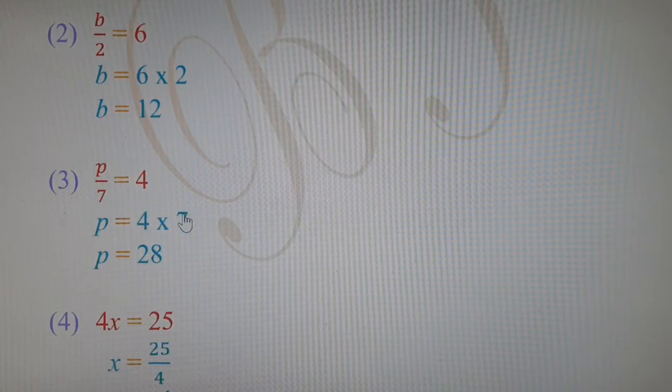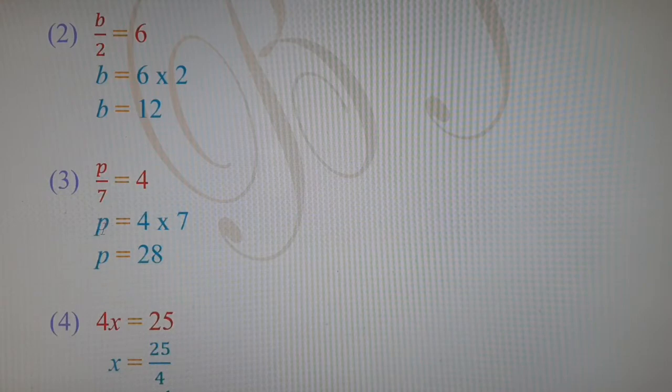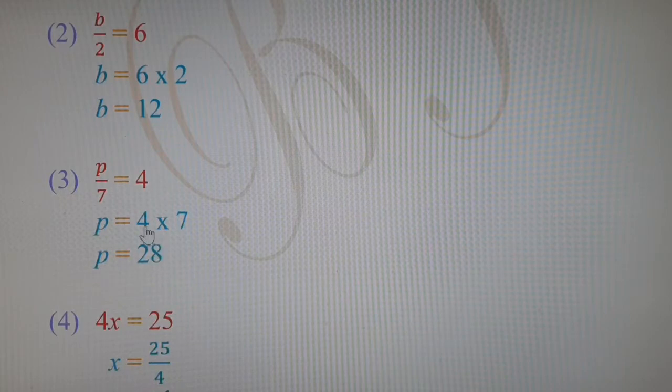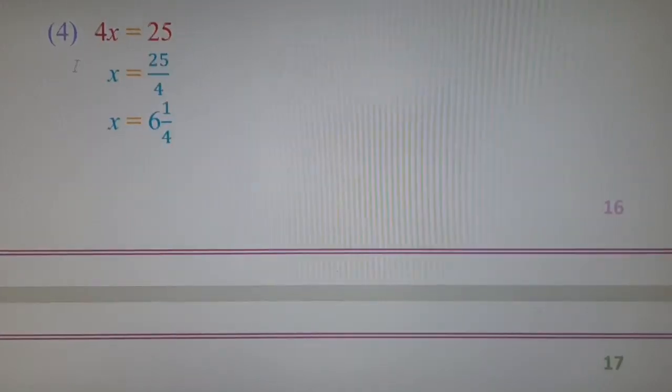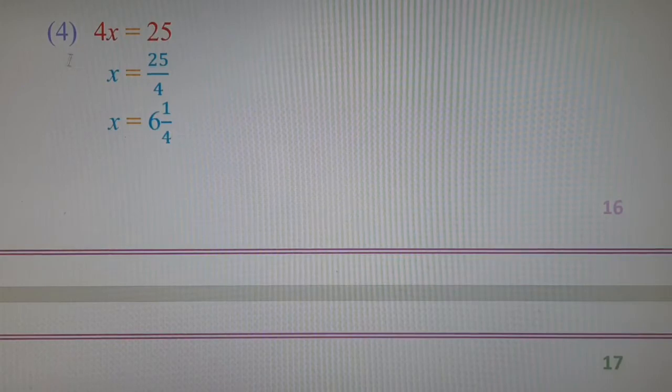So 4 into 7 we will get, and P will be kept on the left hand side alone. So P is equal to 4 into 7. The answer will be P is equal to 28. 4 7s are 28. And this will be the solution for the equation. P is equal to 28 is the solution for the equation. Let's go to the fourth sub question.